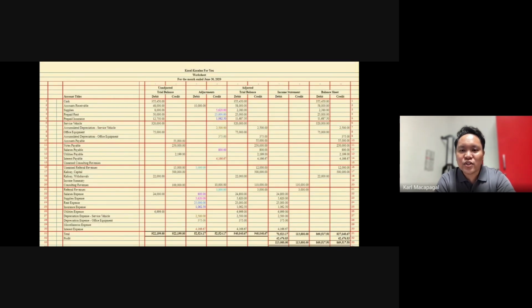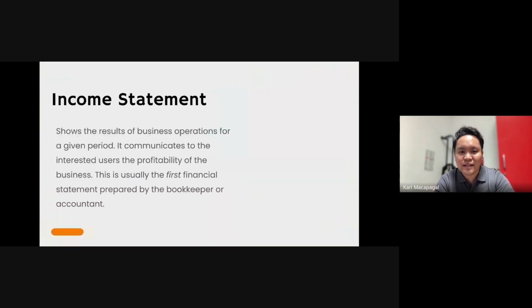Now, in the preparation of the financial statements, the ultimate guide is the worksheet. All the information in the financial statements are taken from the worksheet. In other words, it is merely transferring the information from the worksheet itself to the statement of comprehensive income, or income statement, and the financial position, or also called balance sheet. As you can see on your screen, we are still following the worksheet of the Kasalan for You, which is a service company. Now, we start with the income statement.